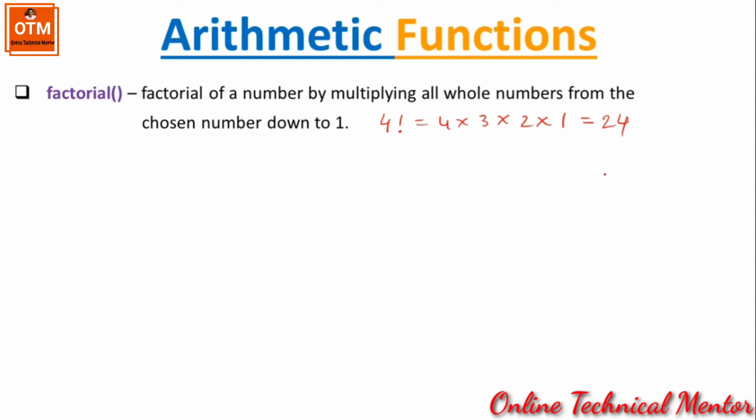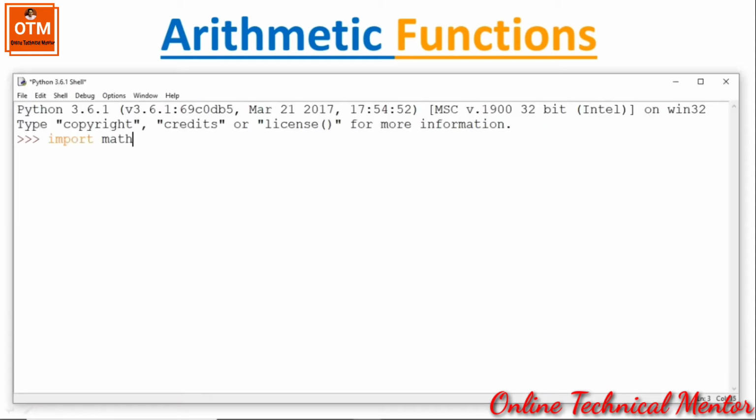Let me show you. Let me call the math module first. Import math as m. Next, m.factorial, say 4. So factorial of 4 will be 24.